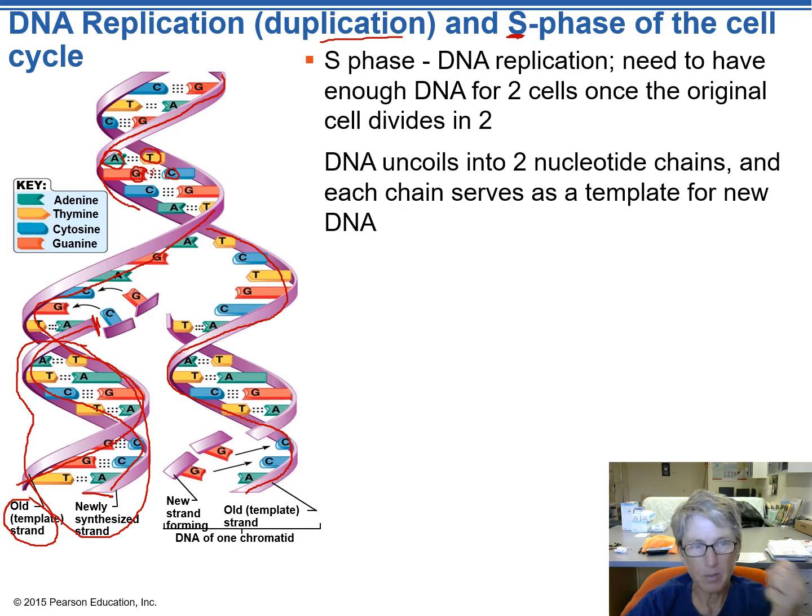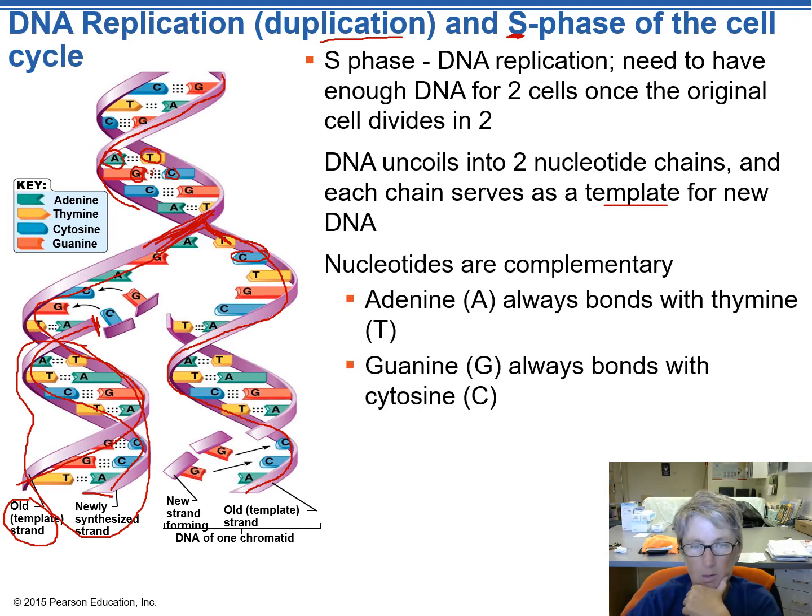So in S phase, the DNA uncoils, and that's what this is showing. At this fork right here, the duplex of the double-stranded DNA has uncoiled into 2 nucleotide chains. So these are the nucleotides in the chain: A, T, C, and G. And each chain serves as a template for a new DNA, and we looked at that. We looked at the template strand. And we said these nucleotides are always complementary. A always pairs with T, G always pairs with C. And this bond here is specifically a hydrogen bond.